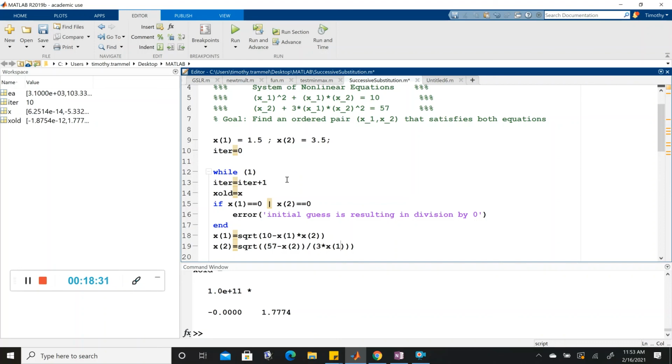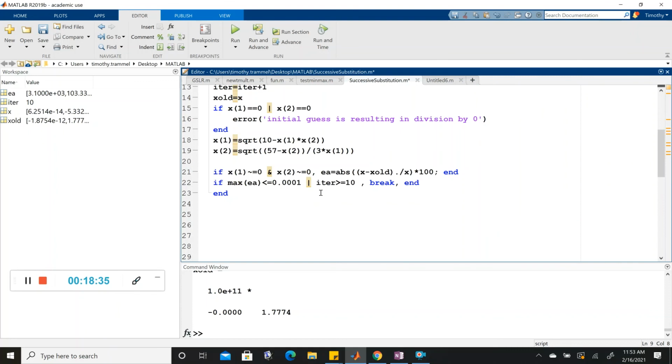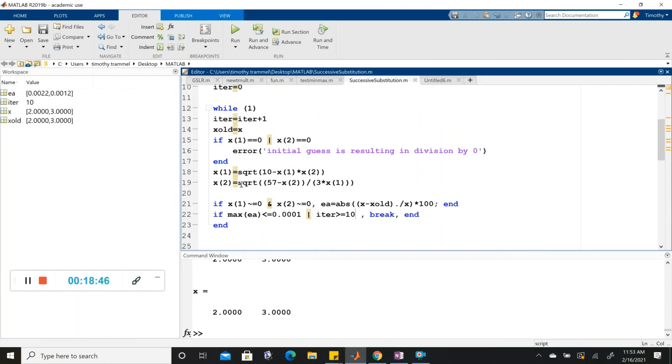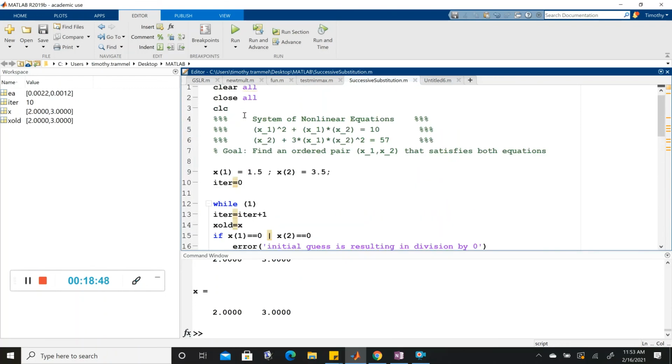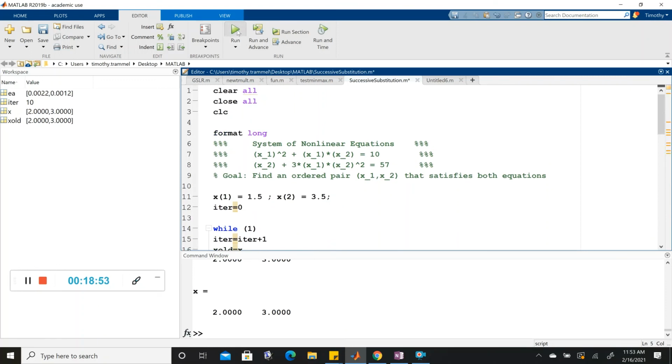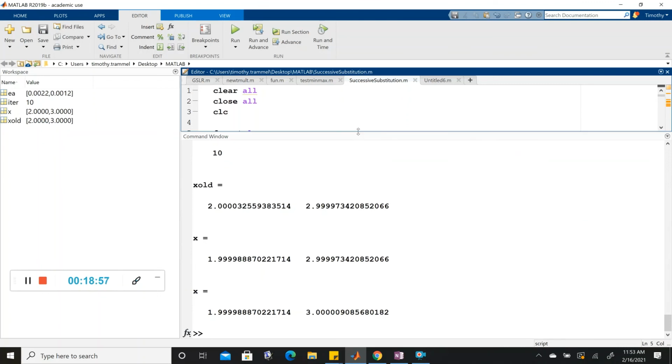And we still have our initial guesses the same. Let's go ahead and run this here, and then maybe we'll bump up the number of iterations if it seems to be running. All right, we're actually converging on the answer 2, 3 here already pretty fast. Maybe I'll put in here format long, just so we can get a better peek. Yeah, pretty close to 2, 3 like we expected based on looking at the graph.